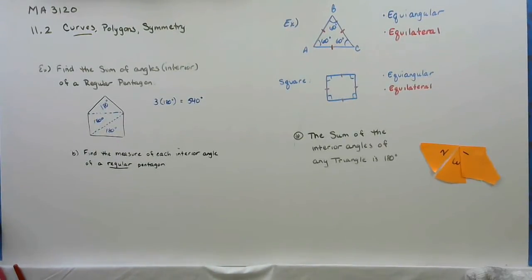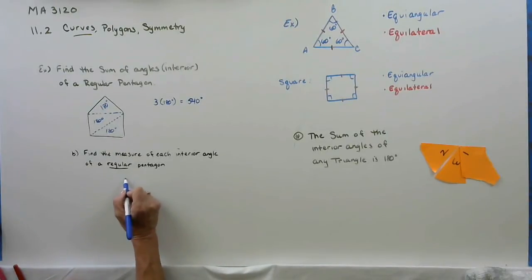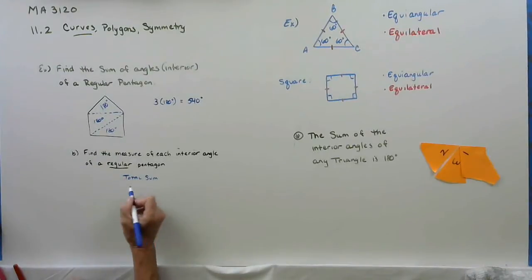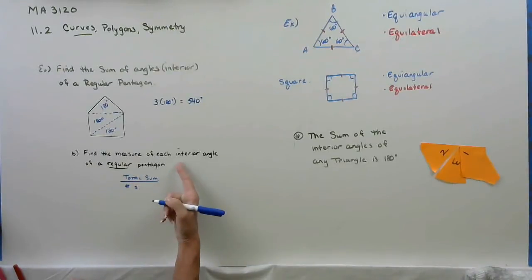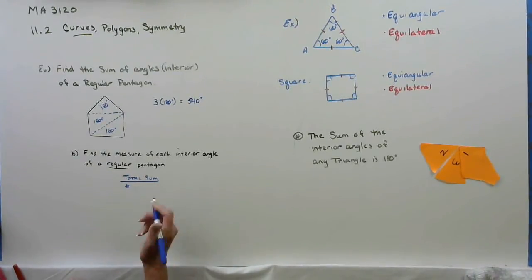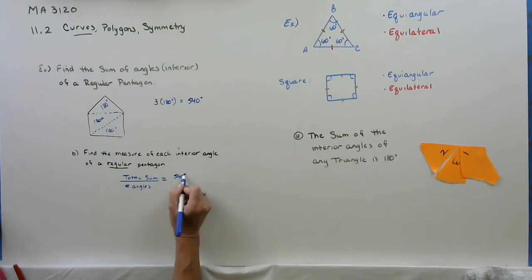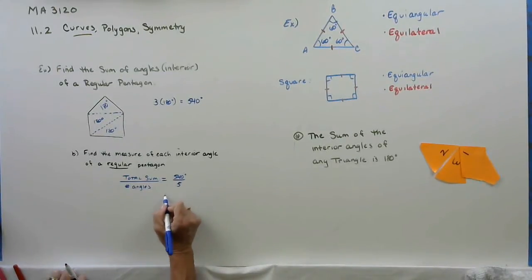Okay? Well, we already figured out the total sum of all the angles. The total sum is 540. Now all I need to do is divide it by the number of sides, in this case, number of angles, because we want all of them to be the same. So we would end up with 540 divided by our 5 sides, which ends up being 108 degrees each.